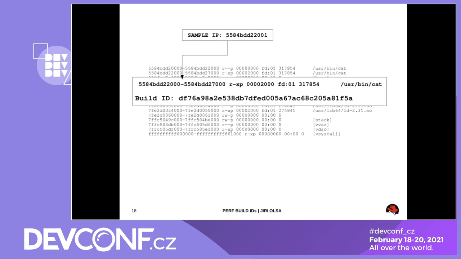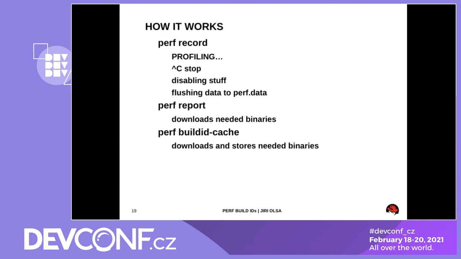If I show it in the diagram, it looks like this. We have again the sample. We resolve the sample, we resolve the memory for the sample, but in addition to the path of the application, we also have the build ID for the application. So there's no need for the extra loop anymore. That's why this feature is making perf record faster.